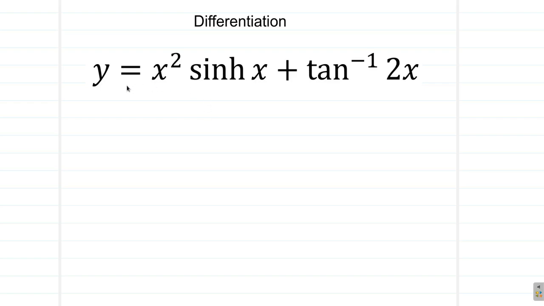You're to differentiate y equals x squared sine x plus tan inverse of 2x. Now, you can see here that this part requires the use of the product rule, alright? Because we have a function of x multiplied by another function of x. This part will require the chain rule because it's a function of a function.